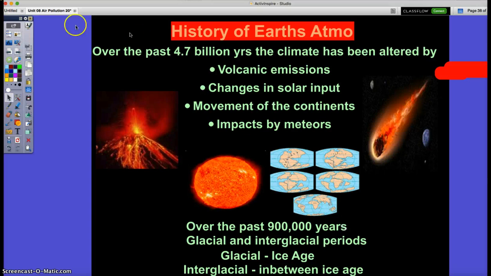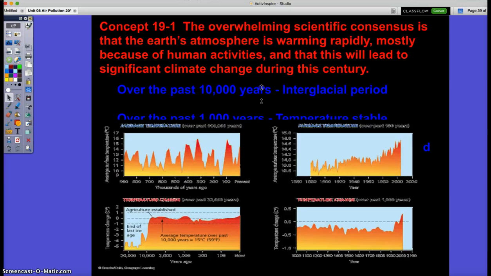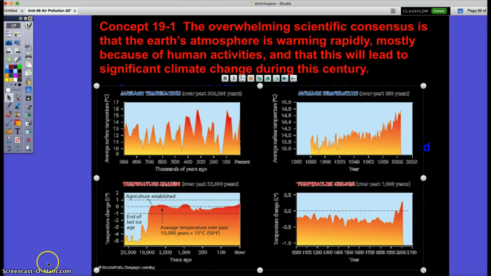That didn't happen. So I'm going to show you what temperatures on Earth have been looking like over the past 100 years. If I give you this graph on a test, tell me what you would say about this graph right here. I'll make it bigger so you could see. This was 100,000 years ago. What does it look like? It goes up and down.